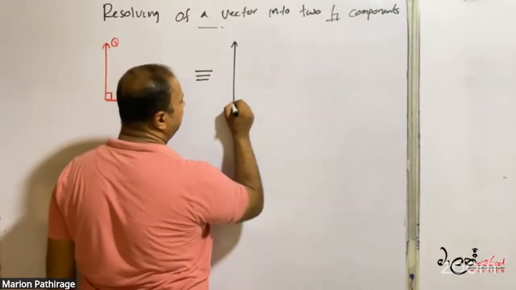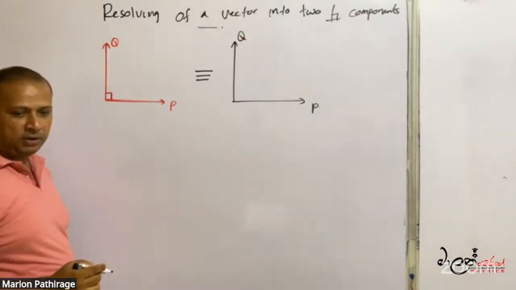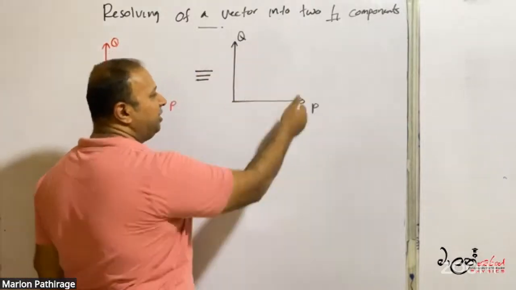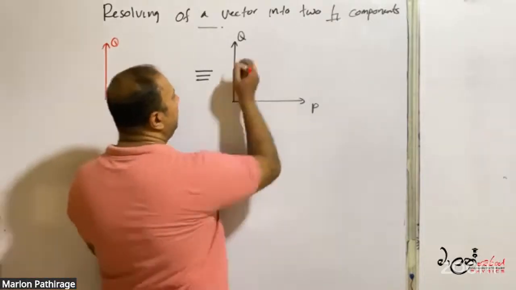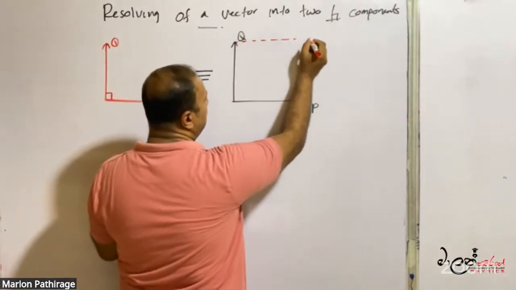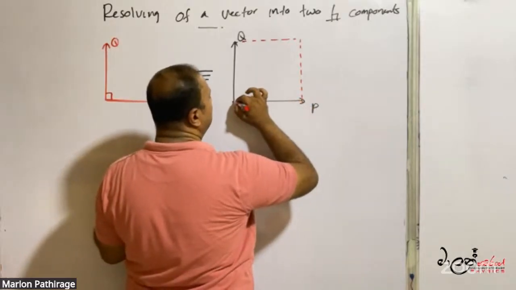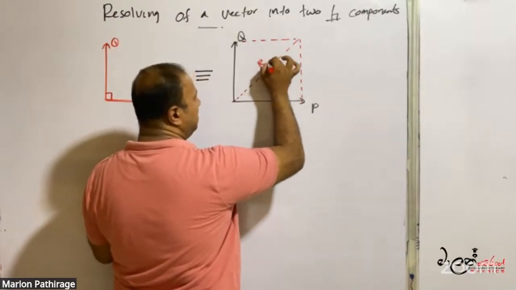This is P, this is Q. So how do we take the resultant? If you complete the vector parallelogram, then we can take the resultant. So this is the resultant force. This is the resultant vector.